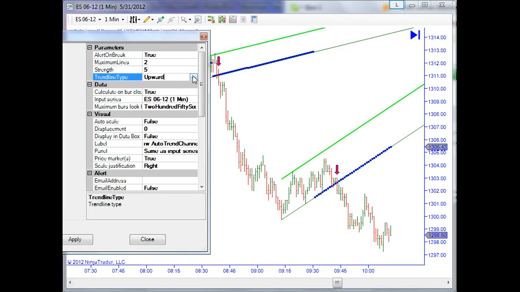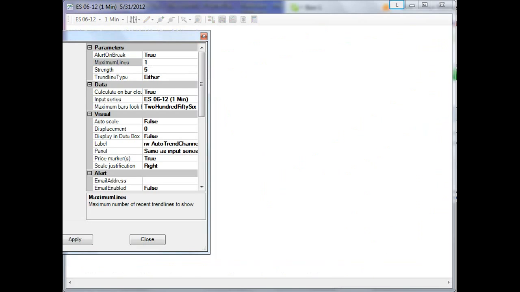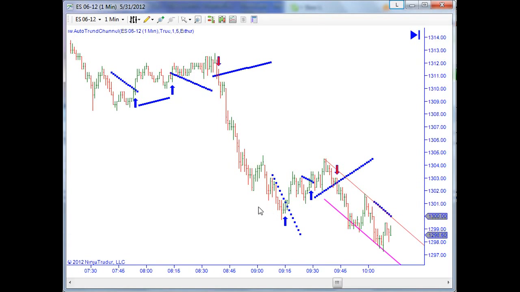The trend line type: you can either look at only upward trend lines, you can look at only downward trend lines, and you can run with both. Let's take a look at running with both. Put on 1, and now you'll see we have buy arrows where there were vertical breaks of descending trend lines. Descending trend line, price went above it. Descending trend line, price went above it.